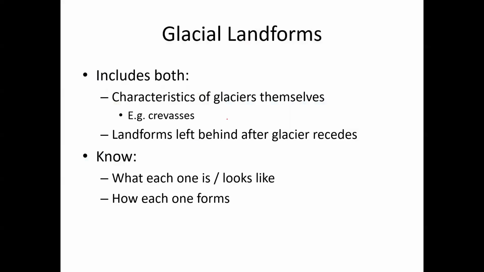When we talk about glacial landforms, it does include some characteristics of glaciers themselves. If you were to go and see a glacier, you would see things called crevasses that are actually in the ice. But for the most part, it really refers to those landforms left behind after the glacier recedes. Because for the most part, we're not interacting with the glaciers as much as we are interacting with those landforms left behind by glaciers, which used to cover much more of Earth's surface than they do now. And that happened in the recent past, 20,000 years or so.